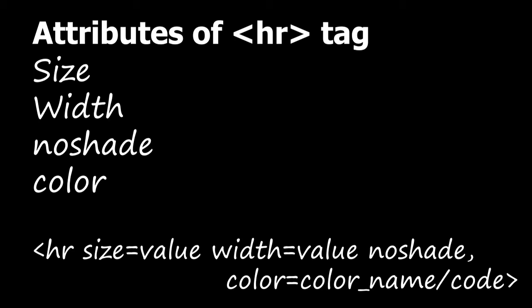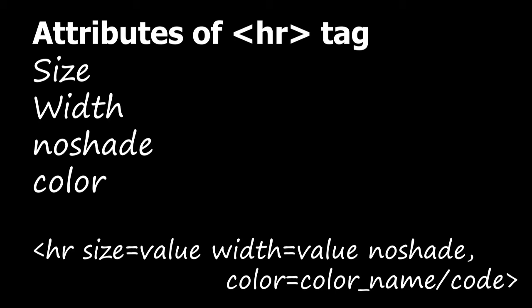The color attribute is used to change the default color. If you need blue color, you can just give the color blue, or you can give some color codes also, right? You have seen the color codes previously. You can either give the color name directly or you can give the color code. So these are the attributes of HR tags, and these attributes of HR tags are not supported by HTML5. This version, HTML5, will not support this HR tag and all.